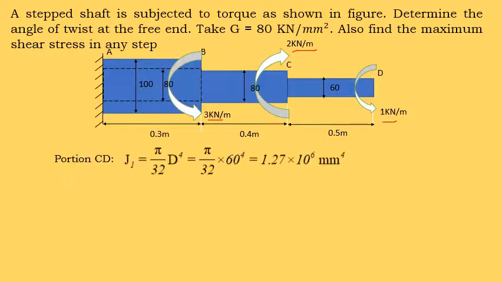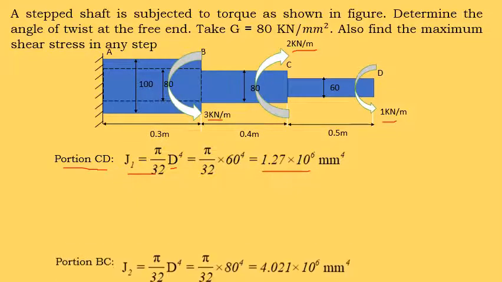So to solve this problem, first I will consider the portion CD. In the portion CD, the polar moment of inertia is pi by 32 into d to the power of 4. Diameter is 60. So if we substitute the d value here and simplify, we get the polar moment of inertia value J1, 1.27 into 10 to the power of 6 millimeter to the power of 4.